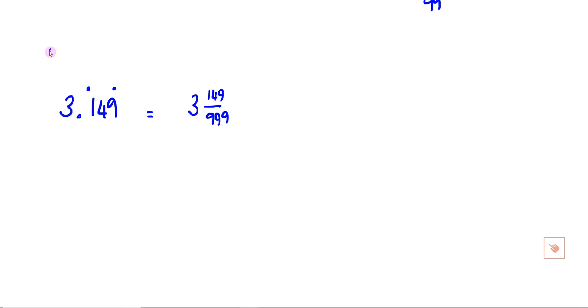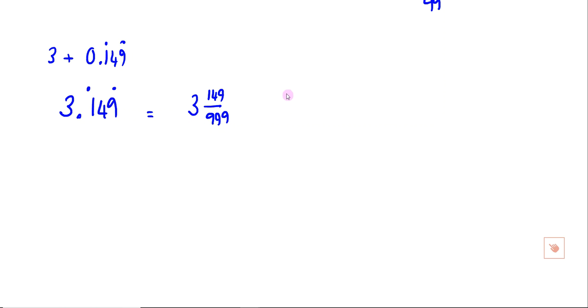Because this is 3 plus 0.149 recurring. And what did we say? 3 decimal places? 3 nines. Okay, so in this form, you're right. If we write it as an improper fraction, we'd have to do, how many 999s make 3? Whole ones.